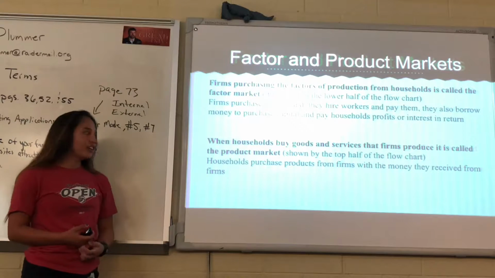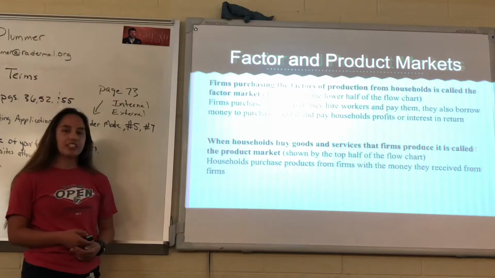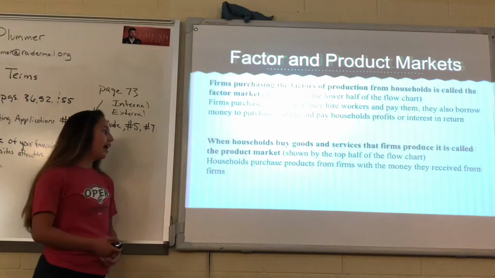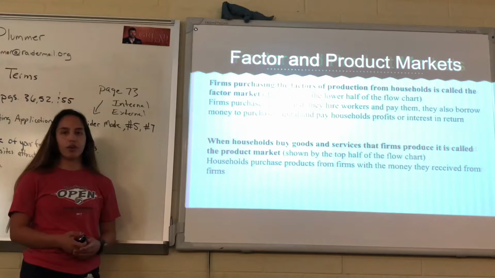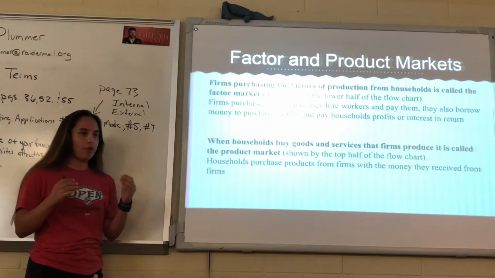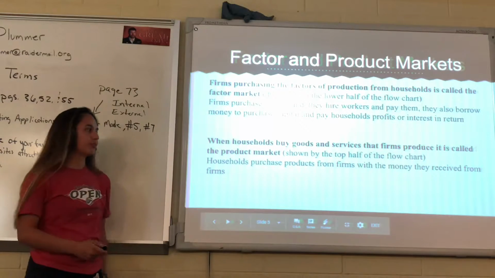When households buy goods and services that firms produce, it is called the product market, and that's the top half of the flow chart. Households purchase products from firms, with the money they received from the firms. So working their job, they get paid by the firms, and then they end up buying products, which gives money back to the firms.